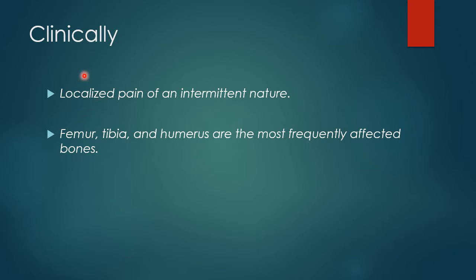Clinically, the patient with non-Hodgkin's lymphoma of the bone presents with localized pain of a characteristic intermittent nature. The lesions in the bone most commonly involve the femur, tibia and humerus of all the long bones, and specifically involve the diaphyseal region of these long tubular bones.